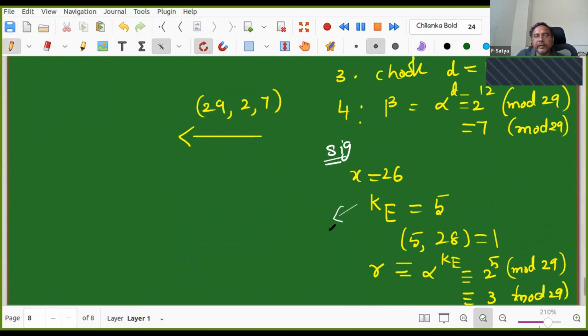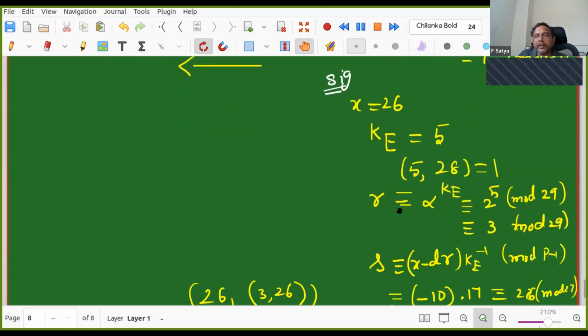These are my exam problems, if I may say, but I'm now revealing them to you. How many choices for KE? Phi of 28. Why is this useful? That many signatures I can make, each randomly. For one signature I will use one KE, but I can choose any KE. It is random. That is the beauty of this.